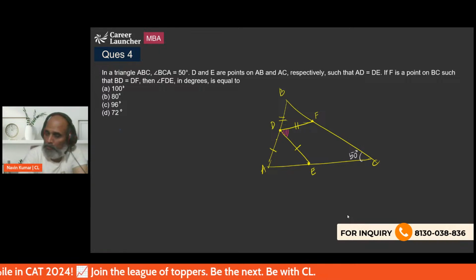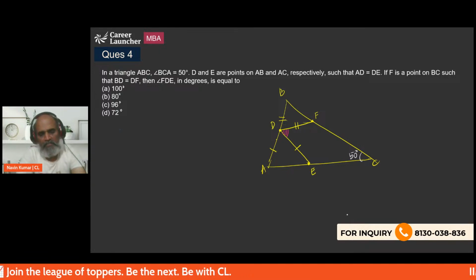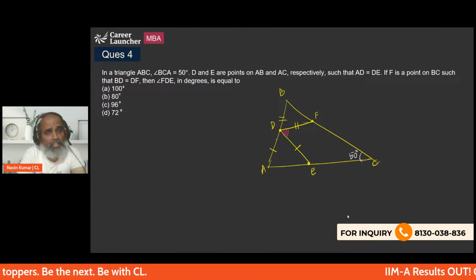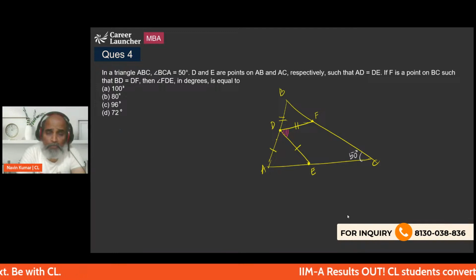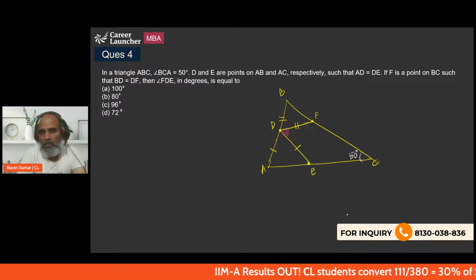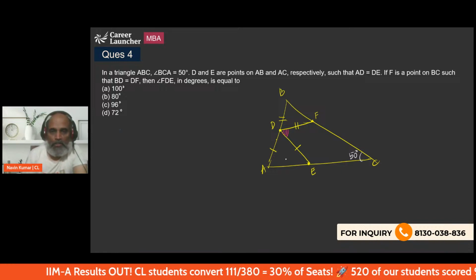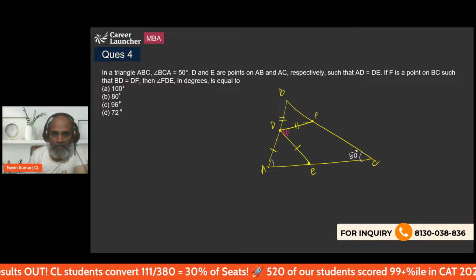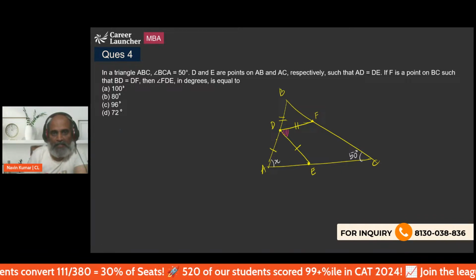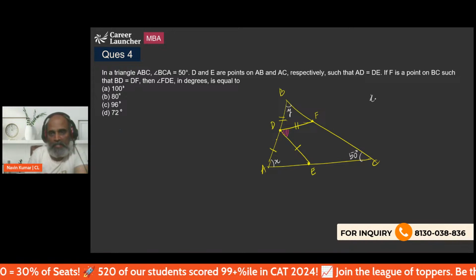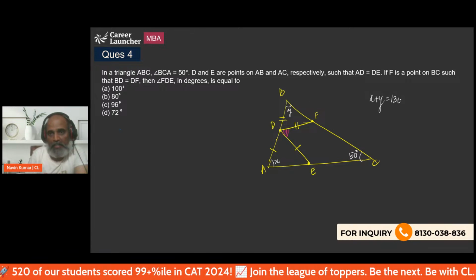I'll tell you two ways to solve this. One is a generic way, where we keep on thinking as to which property to use, what equations to write. The second is a common sense approach. So first one, if this is going to be x and if this is going to be y, can we say that x plus y should be 130 degrees?